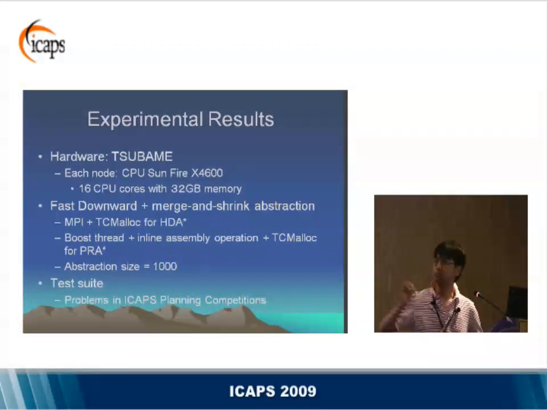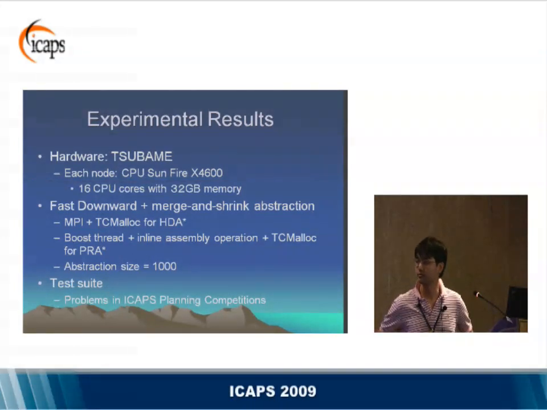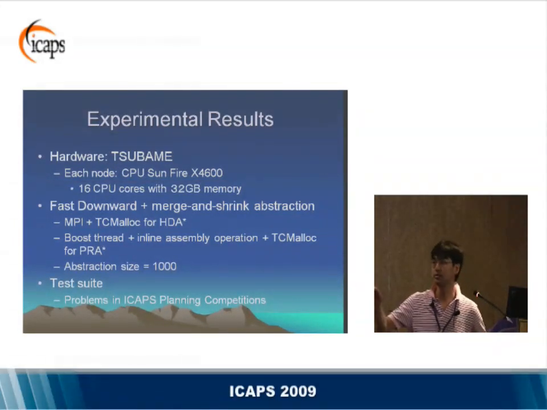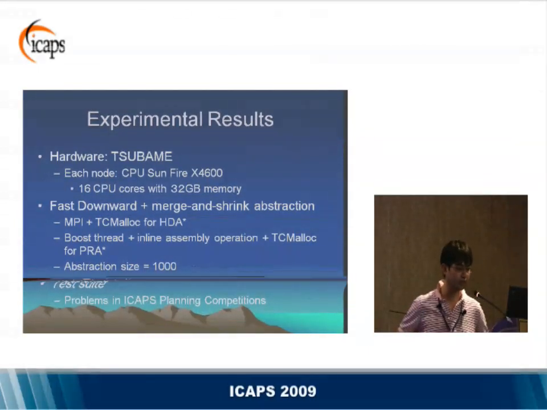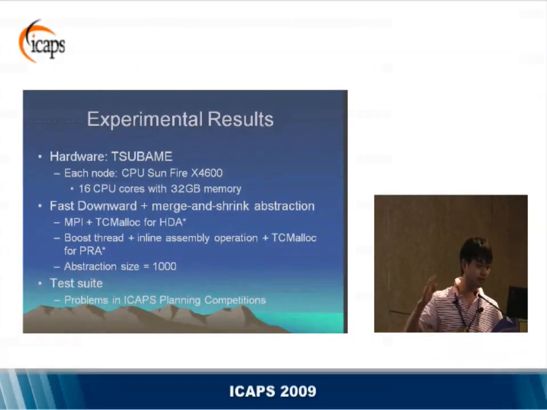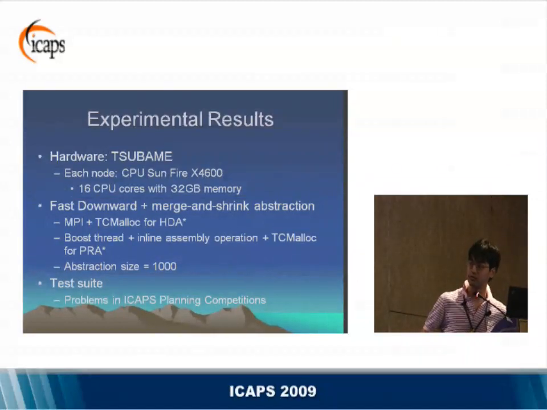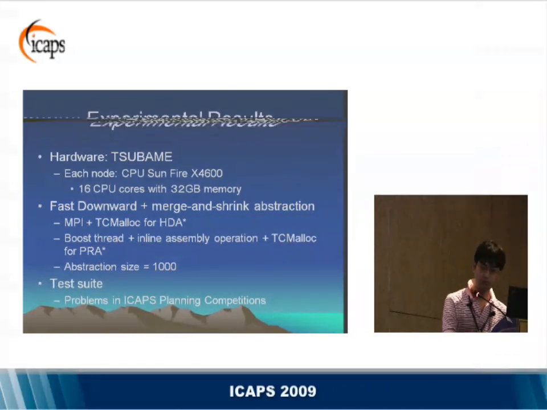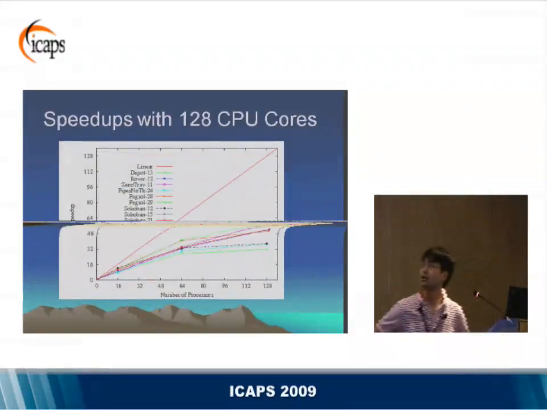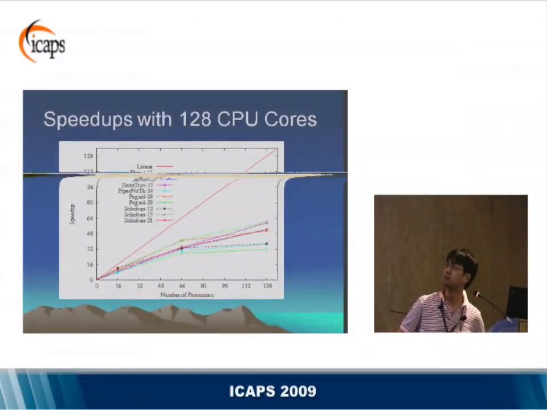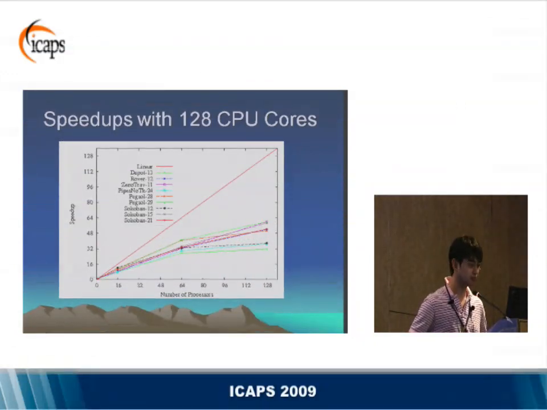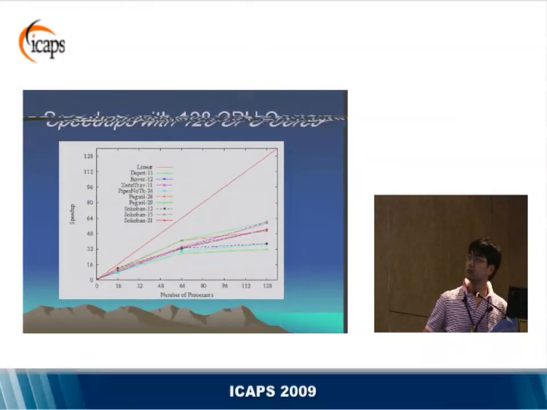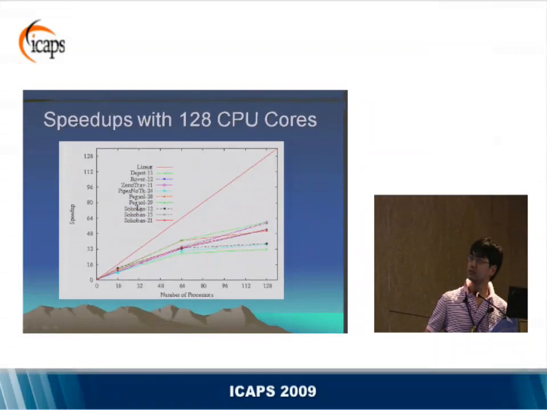And I limited the abstraction size for merge-and-shrink abstraction to 1000. And I didn't include the time for the abstraction because I didn't parallelize that one, so each processor replicates the abstraction table. And I used a lot of test suites from the ICAPS competitions. And this is the speedup with up to 128 CPU cores. And I used many instances from the competitions.